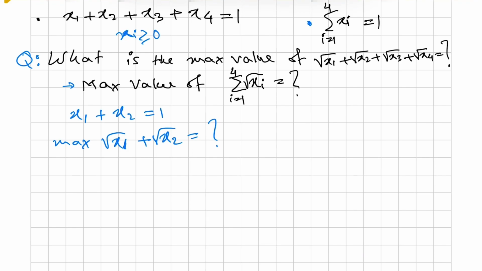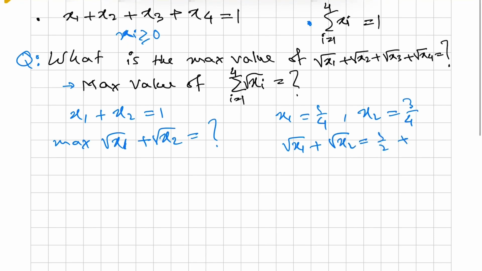What is the maximum of this expression? So what does it say? For example, if you take x1 to be, let's say, 1 by 4, then x2 must be 3 by 4, right? So then what is square root of x1 plus square root of x2? This is simply half plus root 3 by 2, right? So what you get is 1 plus root 3 over 2.